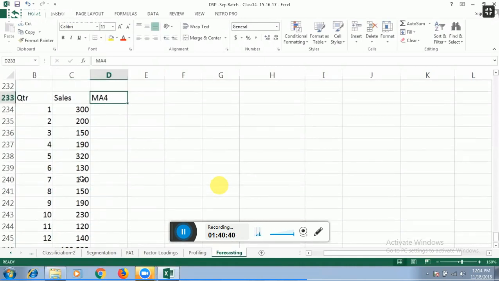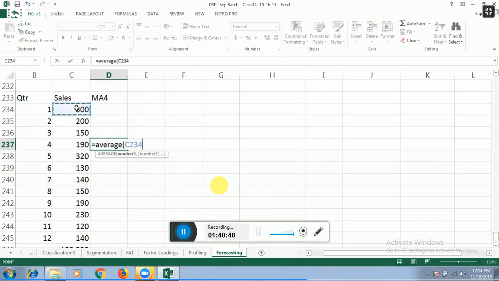Suppose the moving average is 4. That is nothing but the moving average of 4 time periods. What does that mean? You are taking the average of the last 4 time periods. This is what we call a moving average 4. Moving average 3 means taking the average of the last 3 time periods.